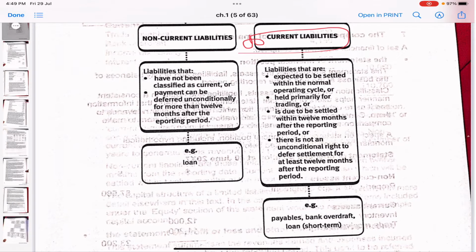Now let's come to what non-current liabilities are. Liabilities that have not been classified as current, or where payment can be deferred unconditionally for more than 12 months after the reporting period. So, obviously, non-current liabilities are like long-term loans, long-term anything, something which can take more than 12 months.